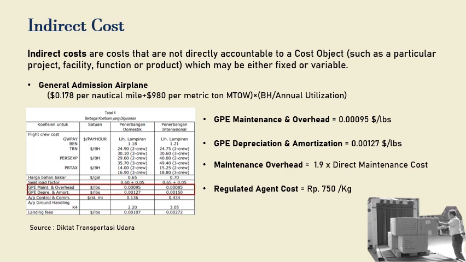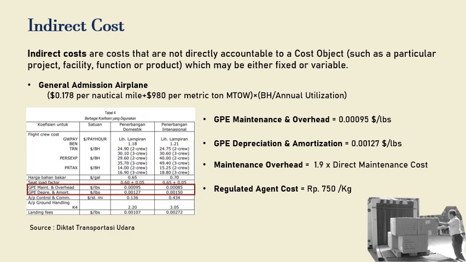And the second one is the GPE maintenance and overhead, and the third one is the GPE depreciation and amortization. Both of them can be seen from the table on the left, which is the table for coefficients used from the Transportasi Udara Diktat. As we can see, for domestic flight, the GPE maintenance and overhead is $0.00095 per pound, and the GPE for depreciation and amortization is $0.00127 per pound.